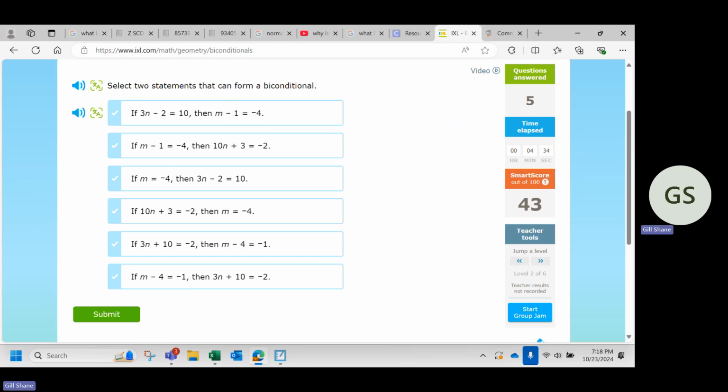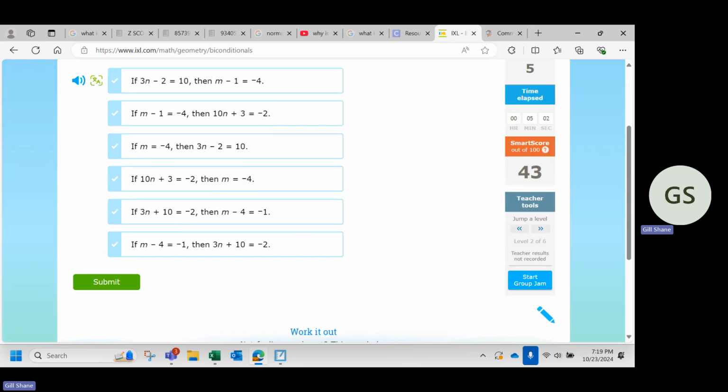Now here's how you do this one. If it's a biconditional, then you're going to have an original statement and a converse of that original. So you need to find which two statements in here are converses of each other. The process I would use is I would just go one by one and see if I can find a converse for it.